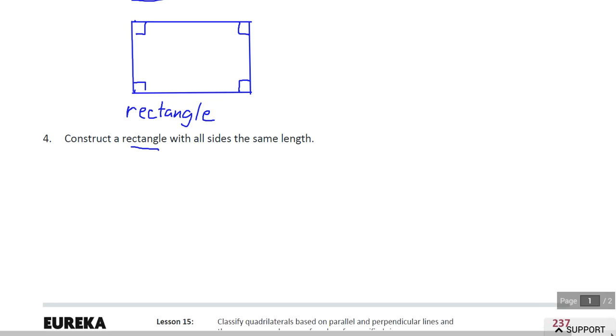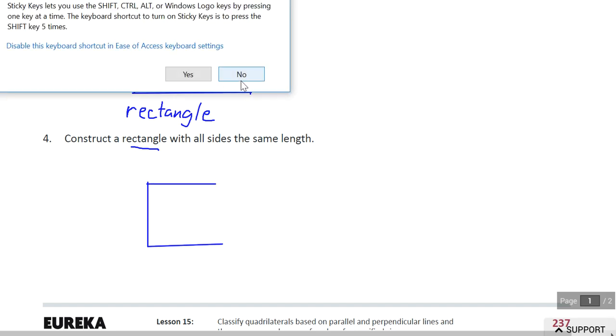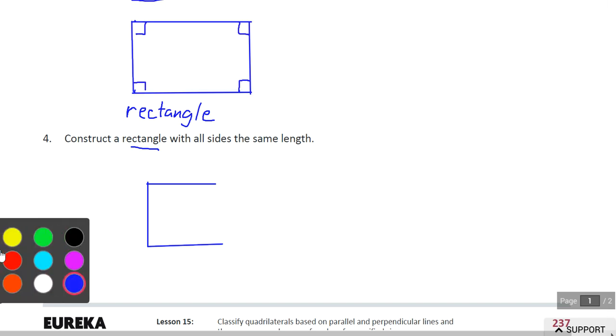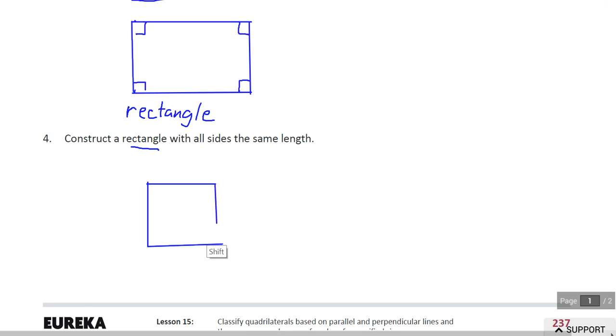Of course, if they're all the same length and they all have right angles, we have a, you guessed it, we have a square. Let's get that square popped in here. And again, I'm eyeballing it, so it might be a little off. And let's get that top line a little bit shorter. And let's try that. That thing keeps bleeping on me. And that looks pretty good there.